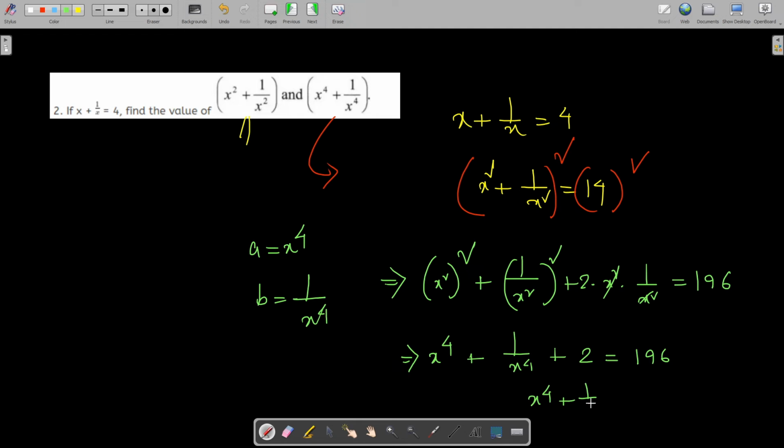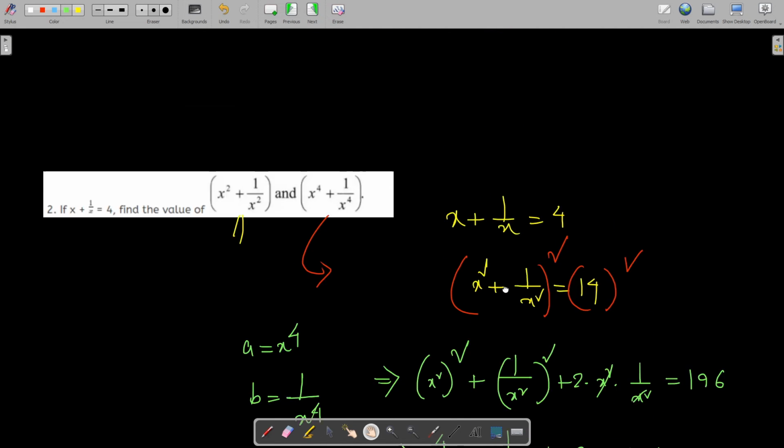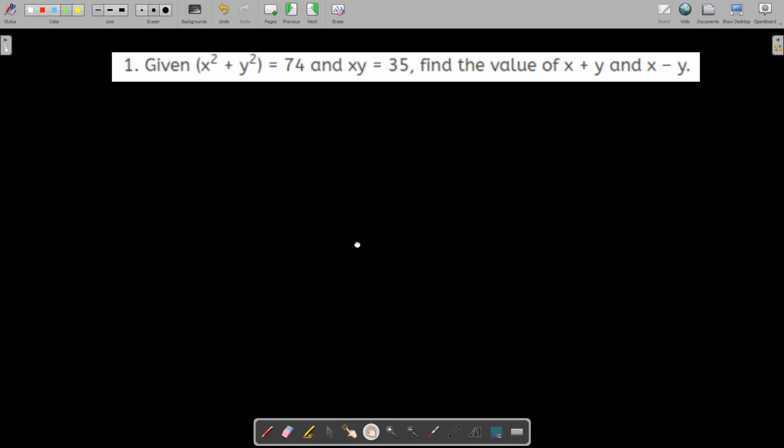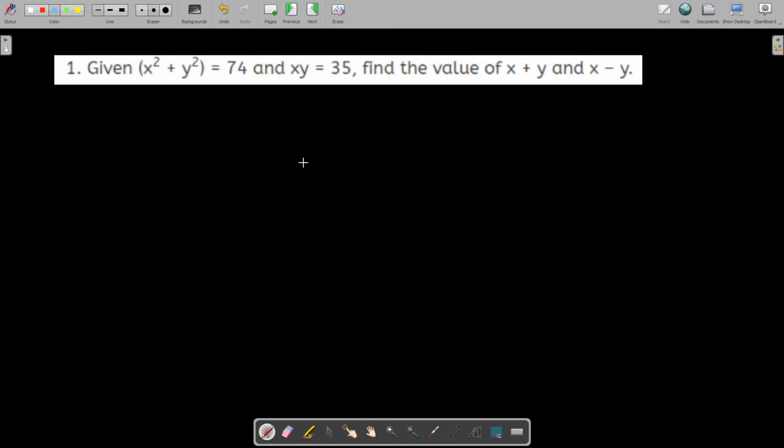X to the power 4 plus 1 by x to the power 4 is 196 minus 2, which is 194. I hope all of you understood this question. Let's try another question. So here it's given x square plus y square equals to 74.